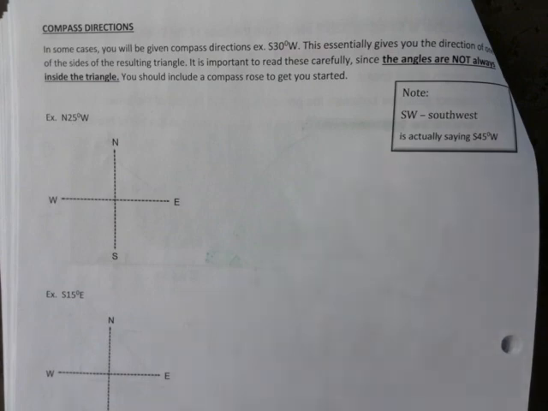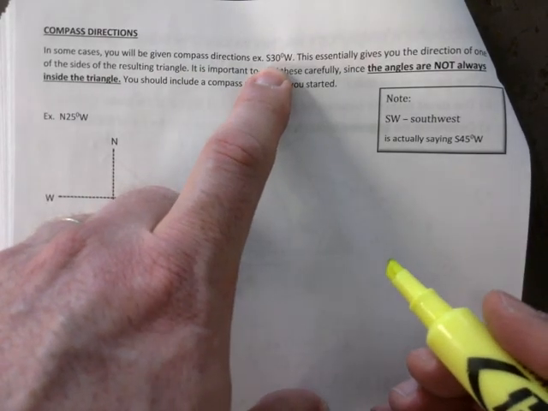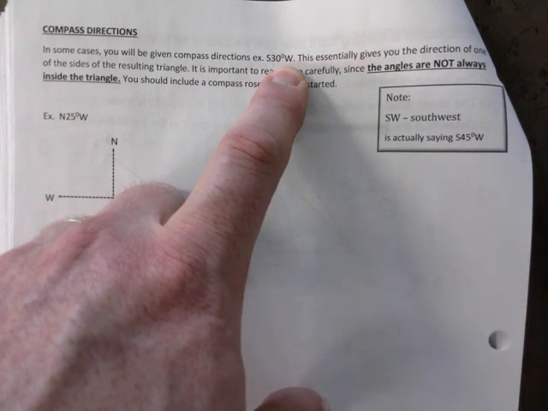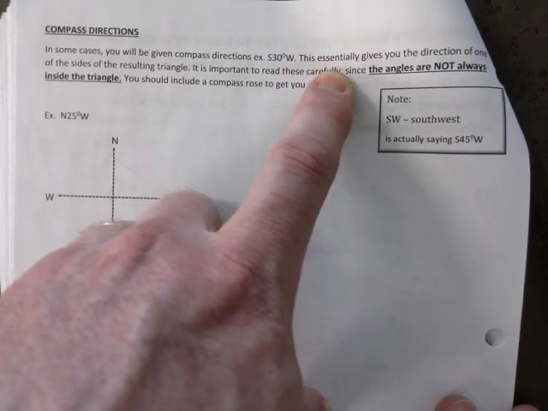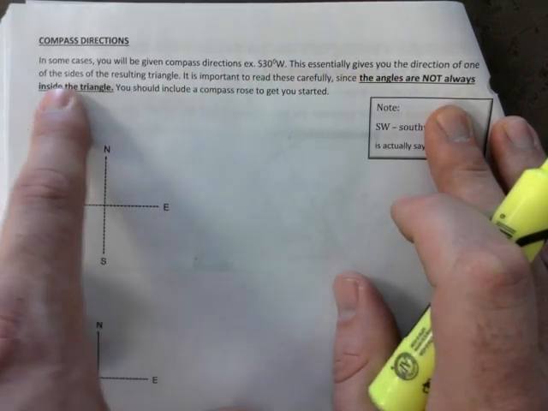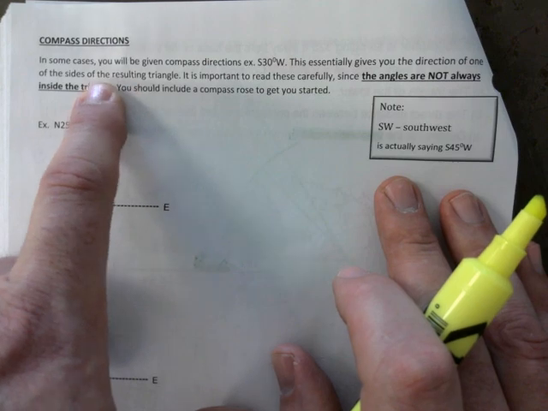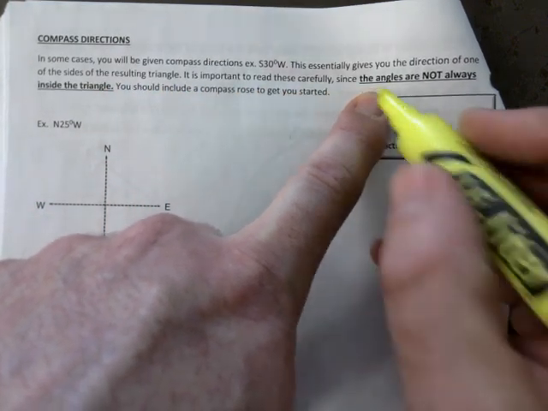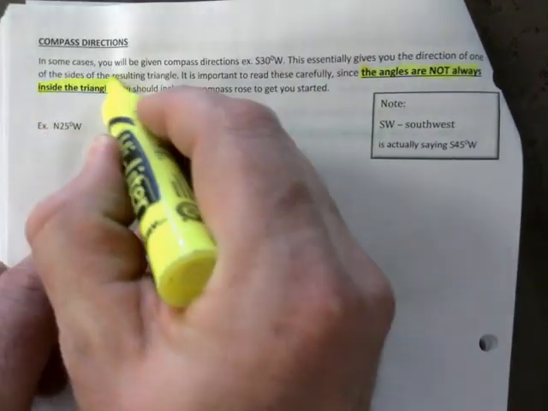All right, so compass directions here. In some cases, you will encounter or you'll be given compass directions. So this is what it looks like. South 30 degrees west. How do you deal with that? Some of you know this already. You've done maybe orienteering, like you've gone through the forest and you need to learn how to do this. So if you did that, then this is going to be easy for you. This essentially gives you the direction of one of the sides of the resulting triangle. It is important to read these carefully since the angles are not always inside the triangle.